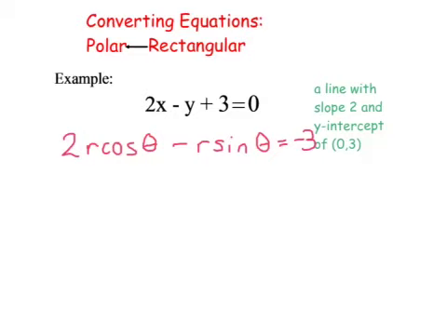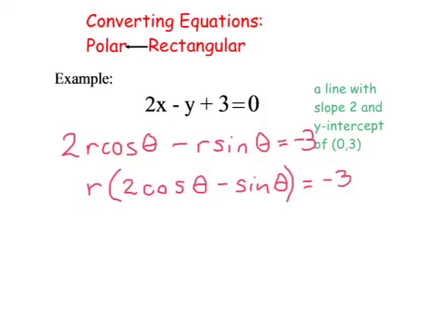So knowing that I can't combine those because they're not like terms, but I do need to have r alone in order to be in the appropriate form, I'm going to factor out an r, and that would leave 2 cosine theta minus sine theta equal -3.